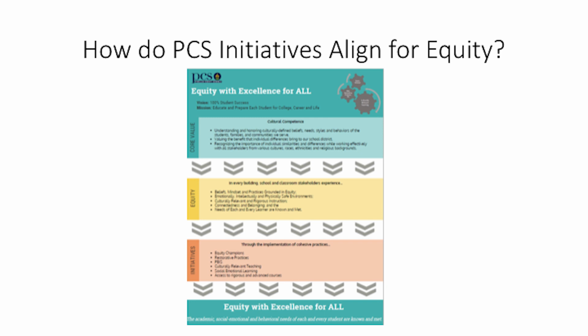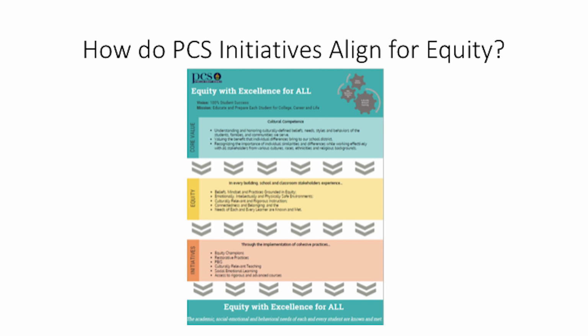So on a high level, you'll start by saying, hey, we have a district strategic plan, we have a vision and a mission, and we have core values. And one of those core values is cultural competence. And these bullets beneath cultural competence are what's in our district strategic plan about how we value cultural competence and what we believe. And then underneath that, we have a section that says equity.